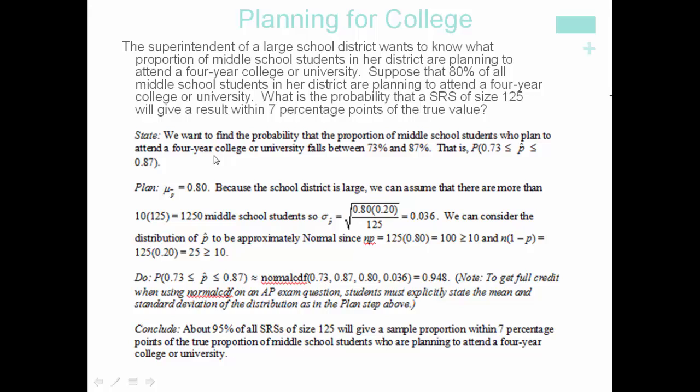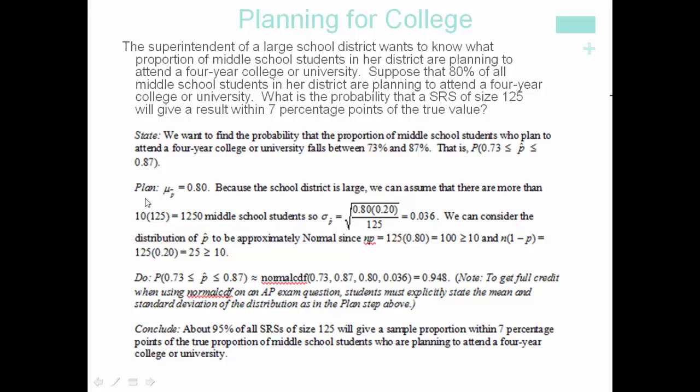We want to find the probability that the proportion of middle school students who plan to attend a 4-year college or university falls within 73 and 87%, because we take 80 minus 7 and 80 plus 7%. Therefore, we're finding the probability p hat is between 0.73 and 0.87.